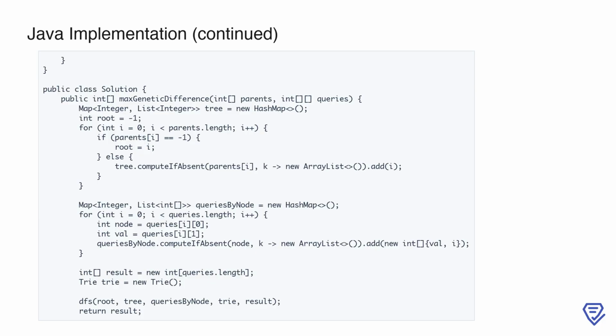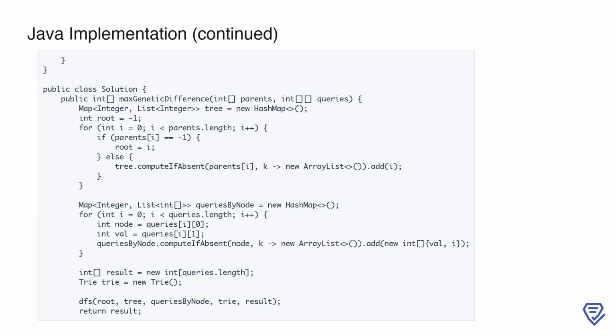We now move on to the implementation of the solution class and the max genetic difference method. First, we build a tree representation of the parent-child relationships using a hash map. Nodes with no parent, indicated by a value of -1, are identified as the root of the tree. Next, we organize the queries by the node they are associated with, storing each query as a pair of the value and its index in the result array. We then initialize the result array to store the answers to all queries and create a tree instance.